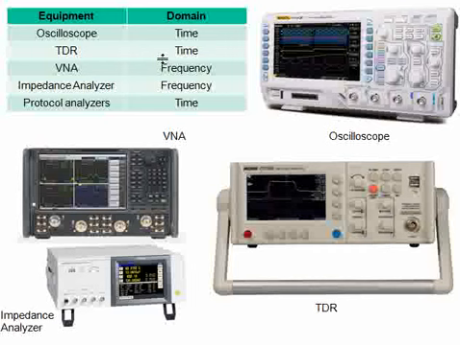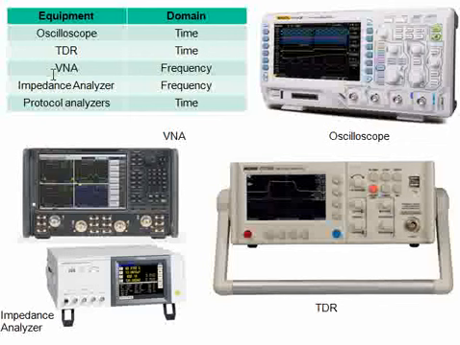And then the vector network analyzer and impedance analyzer both work in frequency domain. What it means by frequency domain is that instead of measuring over time, these equipments measure over a set of frequencies, and then they see whether the signal is present within that frequency or not. So that's how the VNA and impedance analyzers work.